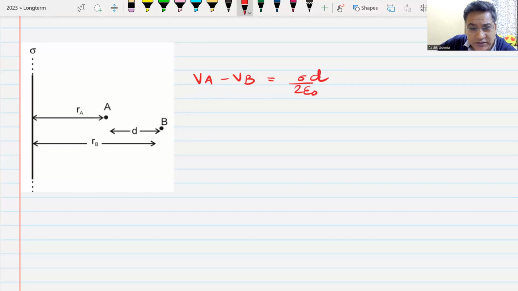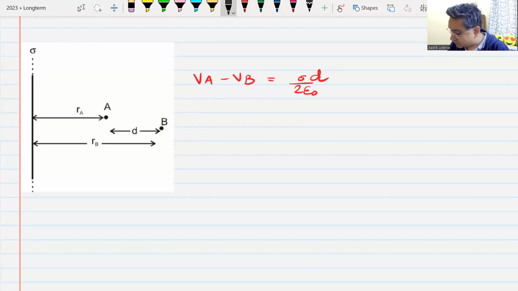If instead of two sheets you have one single sheet of charge density sigma, point A will be at a higher potential and point B will be at a lower potential. The potential difference between the two points A and B would be sigma D by 2 epsilon naught. Yes or no? Yes, sir. I'll give you a minute to note this down.